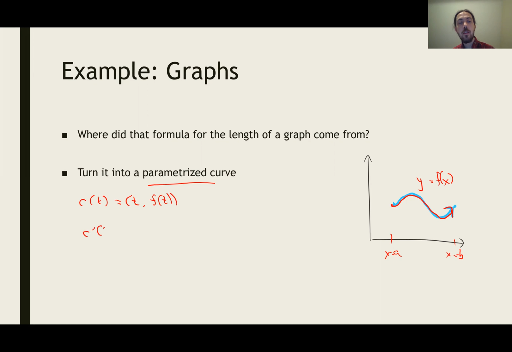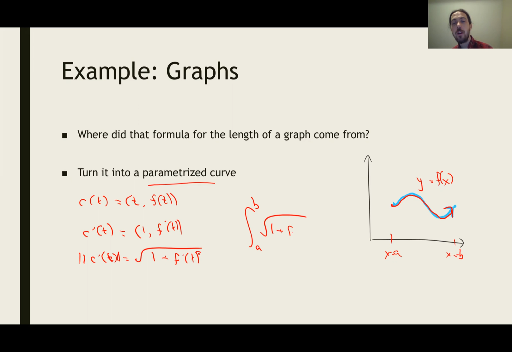Then its velocity is given by taking the derivatives. 1 is the derivative of t, and f prime of t is the derivative of f of t. And then if we take speed, we take the length of that. That's the square root of 1 squared plus f prime of t squared. And so to calculate the arc length, we integrate from time a to time b this speed of the object. That's where the formula for the length of a parameterized graph comes from.